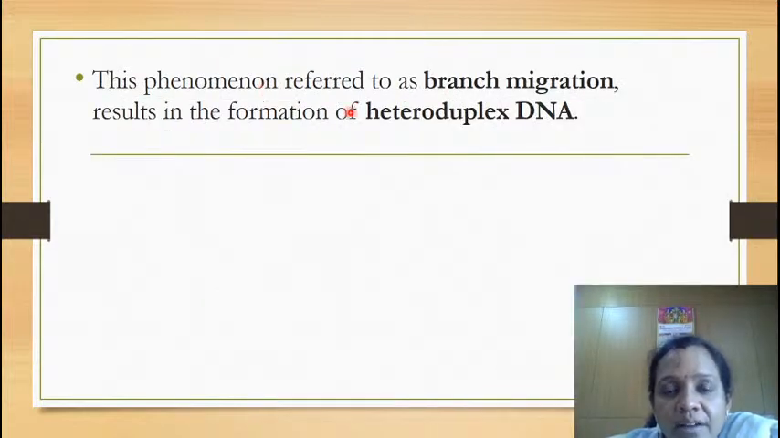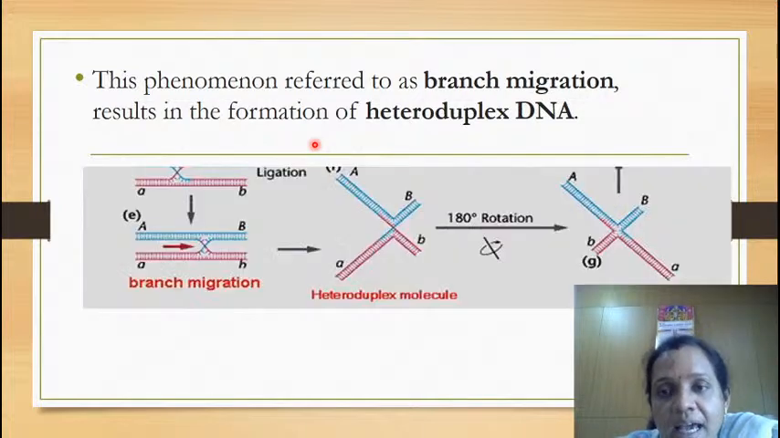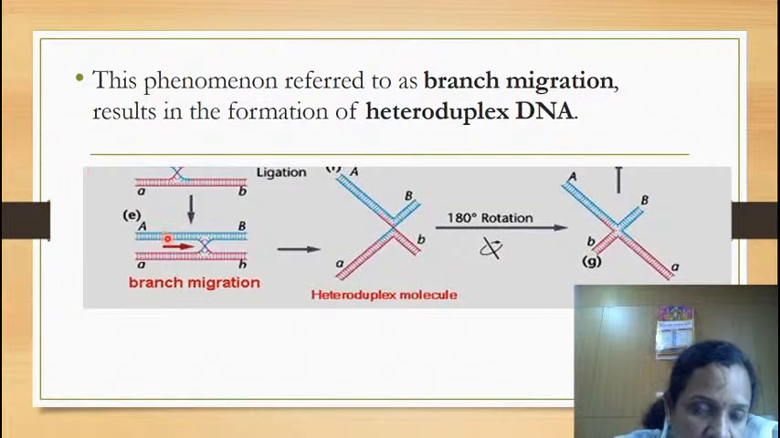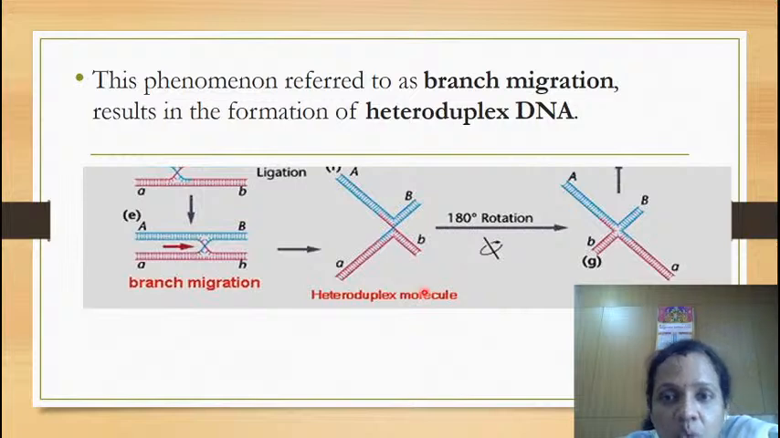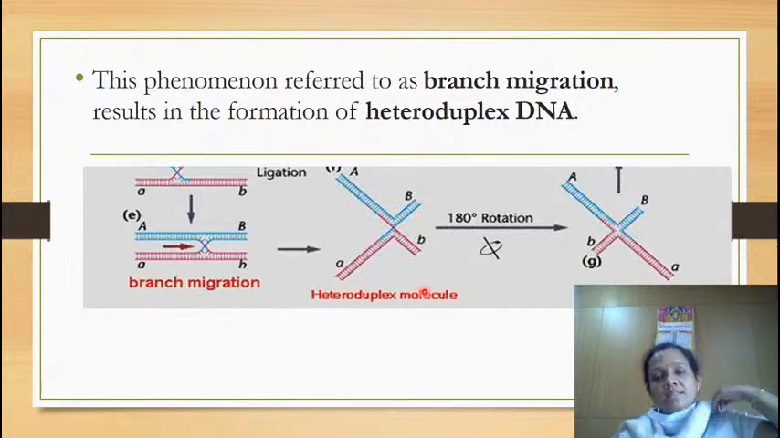This phenomenon is referred to as branch migration, and it results in the formation of a DNA called heteroduplex DNA. So this we have seen. Now the blue DNA, that is capital AB DNA, has merged with this DNA. Now this DNA is merged with this DNA. So this is called branch migration, and from this cross, when they align properly, the structure that is formed is called heteroduplex.